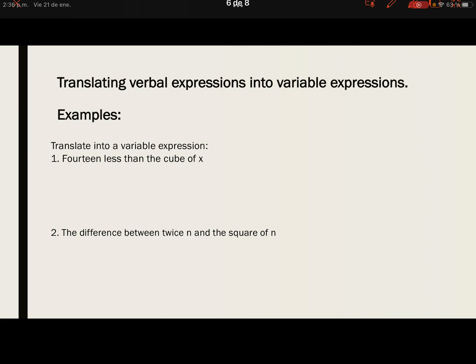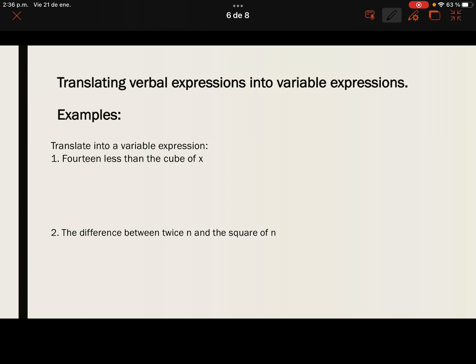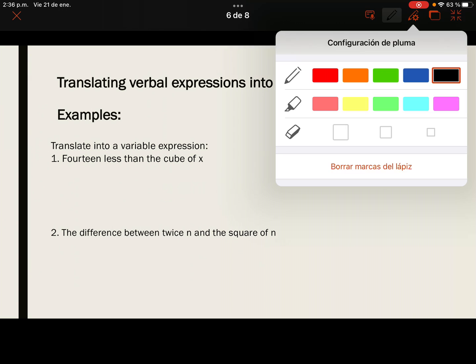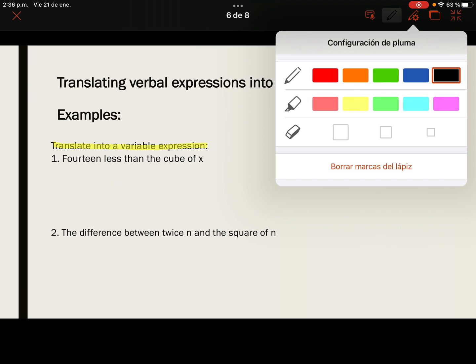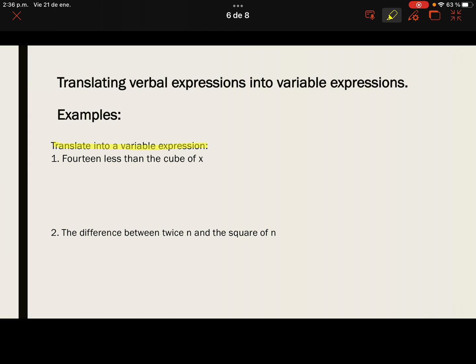Now, let's talk about some examples or exercises. Remember, always read the instructions first. Translate into a variable expression. We have to keep in mind the keywords that we analyzed before. Here, the keyword "less than" indicates a subtraction, and the word "cube" means exponent.